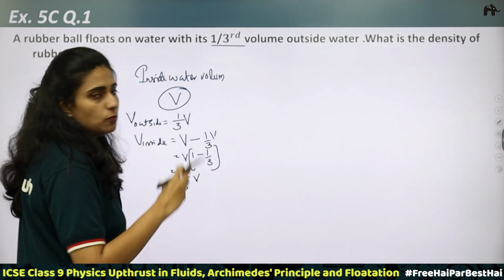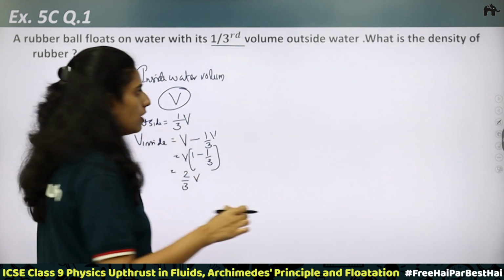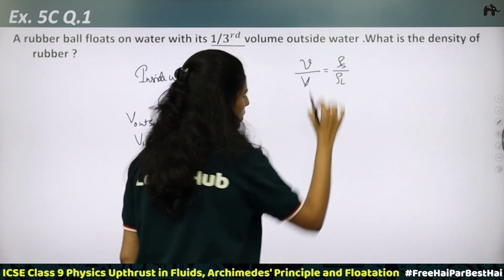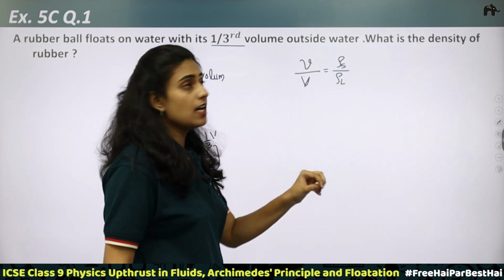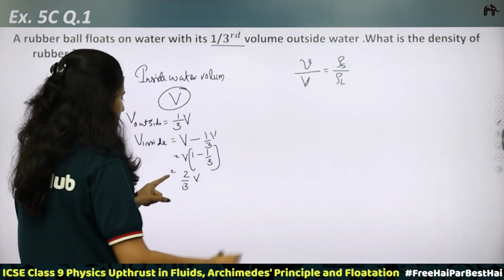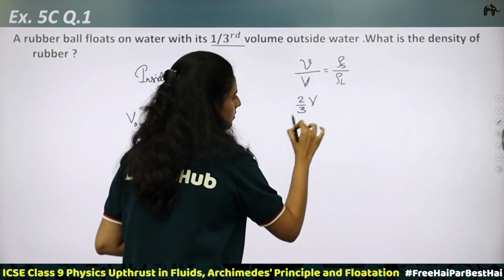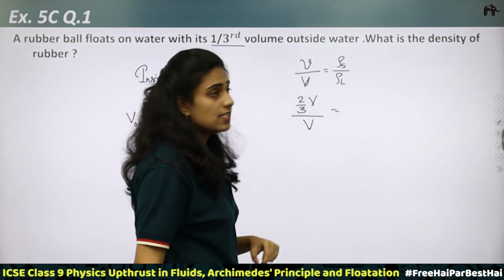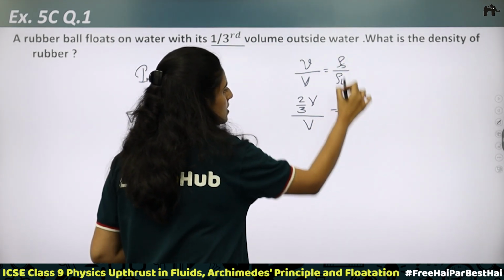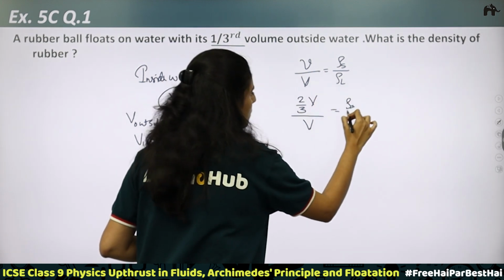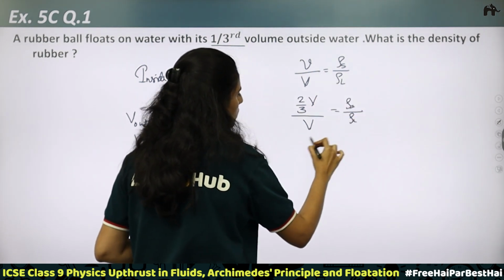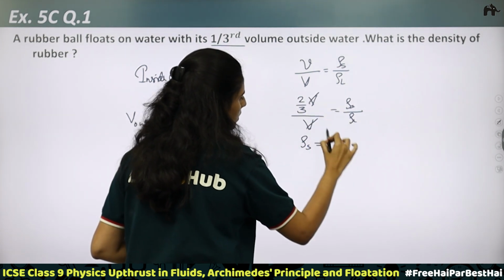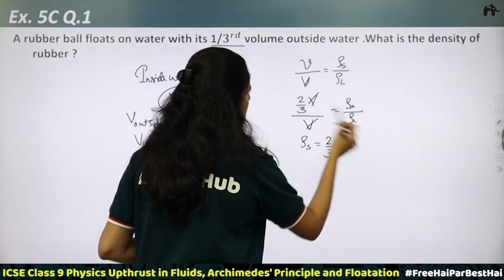So 2/3 is the volume that is inside. We have to find the density of rubber. We have small v by capital V is equal to density of the body by density of liquid. Small v is the volume that is inside. What is the volume inside? 2/3 capital V divided by total volume capital V is equal to rho S, the density of the solid, which we have to find, the density of the rubber ball, divided by density of liquid. So density of the solid ball will be equal to, cancelling V, 2/3 into density of the liquid.